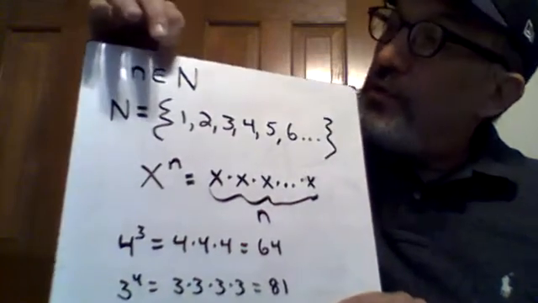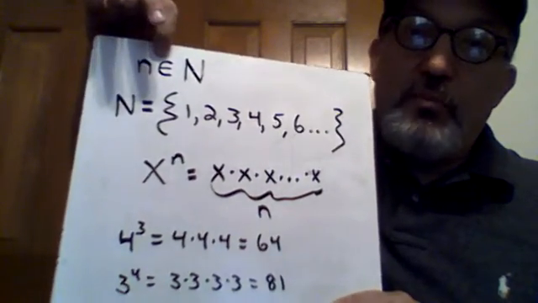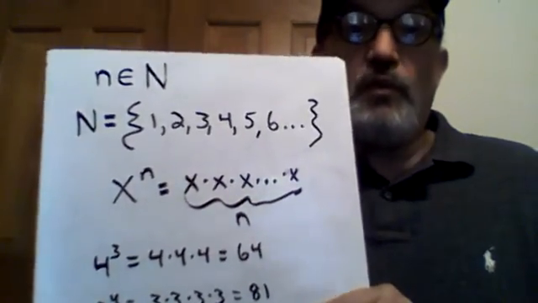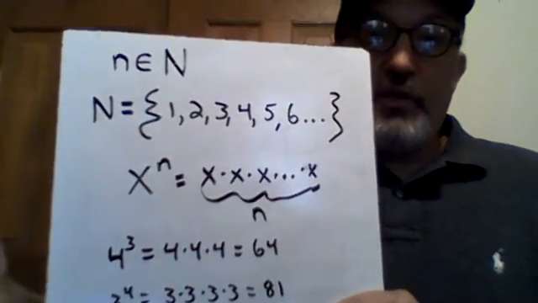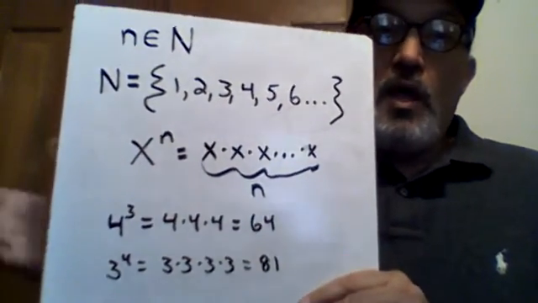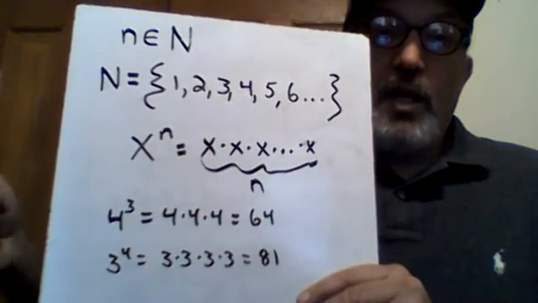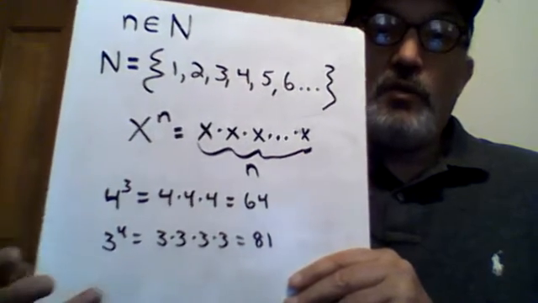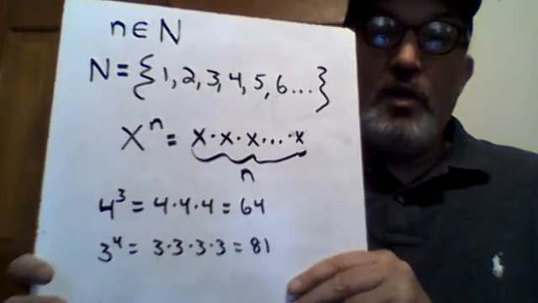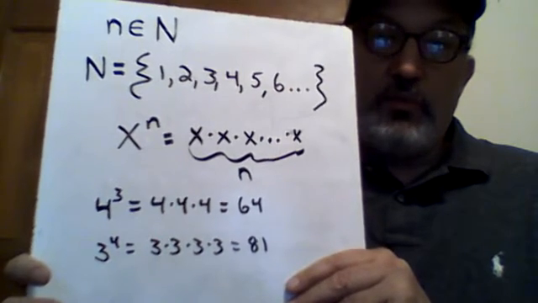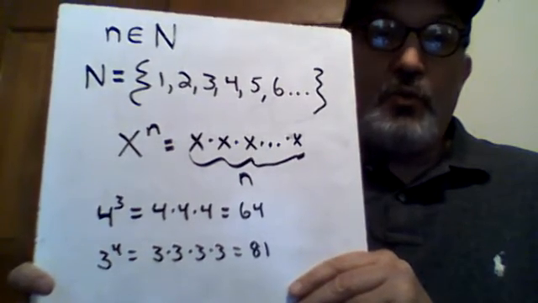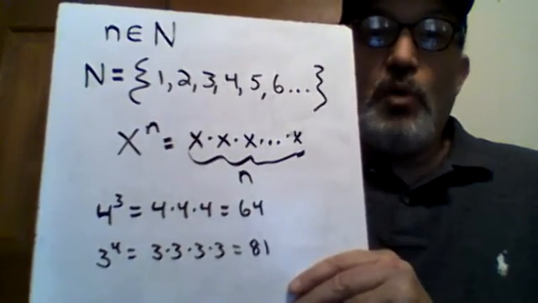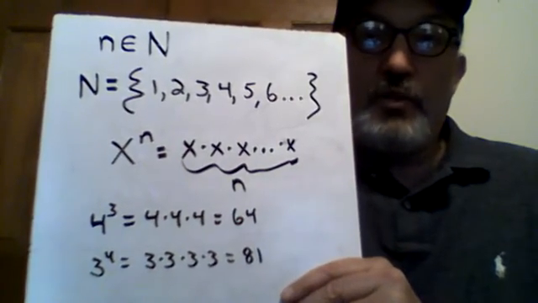Lowercase n is a member of the natural numbers. This little symbol here means a member. So down here, this n is either 1, 2, 3, 4, 5, 6, 7, and so on. And x is a number being raised to the n power. And what that means, of course, is we multiply n x's together. For example, 4 to the third means 4 times 4 times 4, or 64. 3 to the fourth means 3 times 3 times 3 times 3, or 81. This is what we all learn probably around 5th grade about exponents. But we have to expand our understanding of exponents.